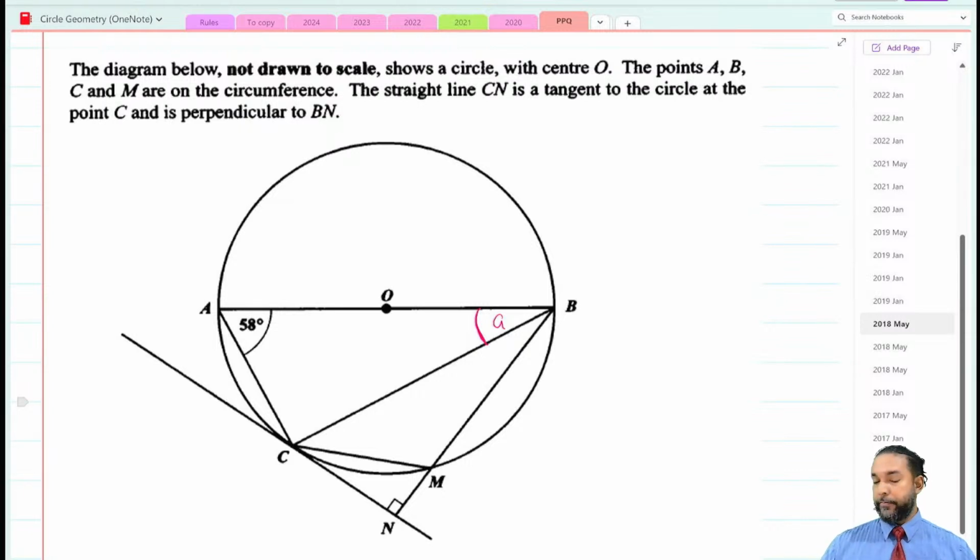Hey, Carrie, all right. Right, the diagram below is not drawn to scale. Again, they have to explicitly say not drawn to scale, so that way you know you can't take your protractor and measure the angles to get the values. It wouldn't work. It shows a circle with center O. So they tell us center O.